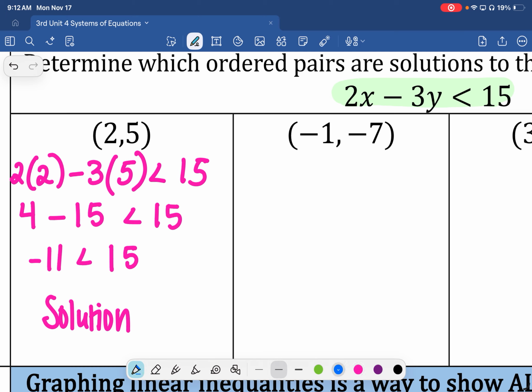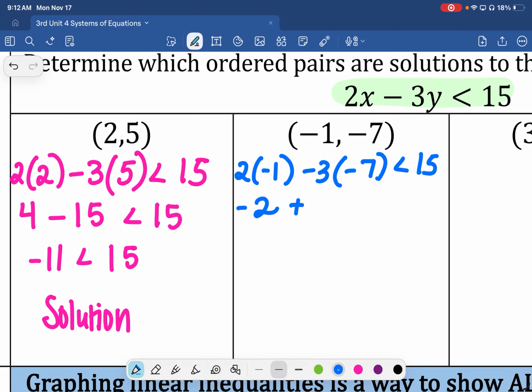All right, now we're going to do (negative 1, negative 7). So what do I need to plug in for x? What do I need to plug in for y? What is 2 times negative 1? What is negative 3 times negative 7? Is less than 15. What is negative 2 plus 21?